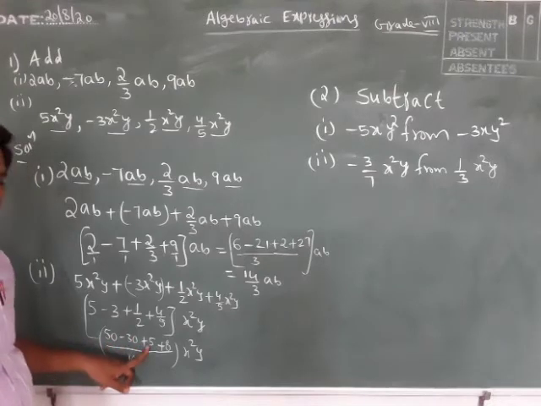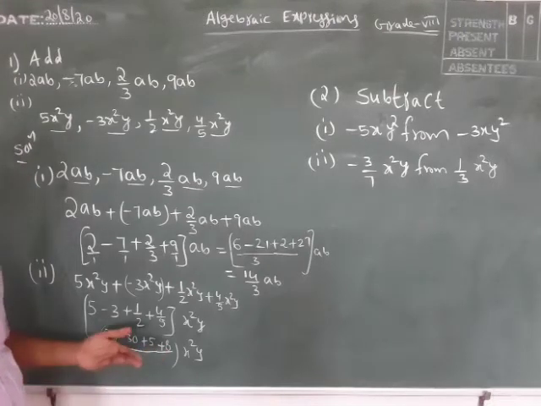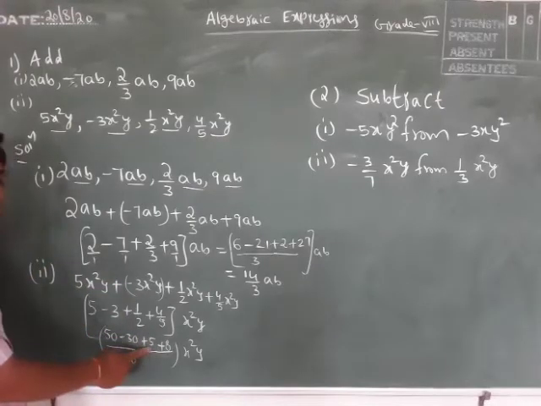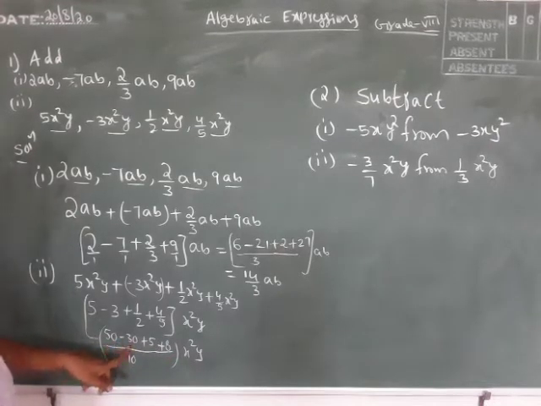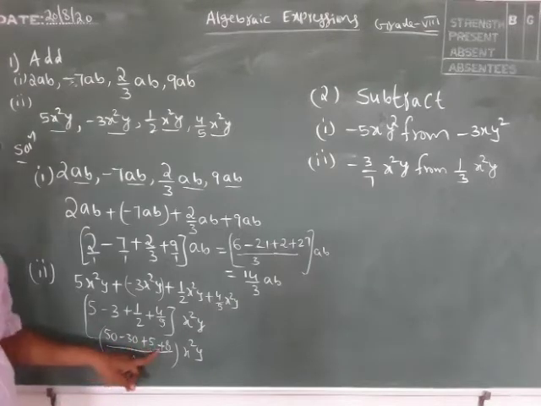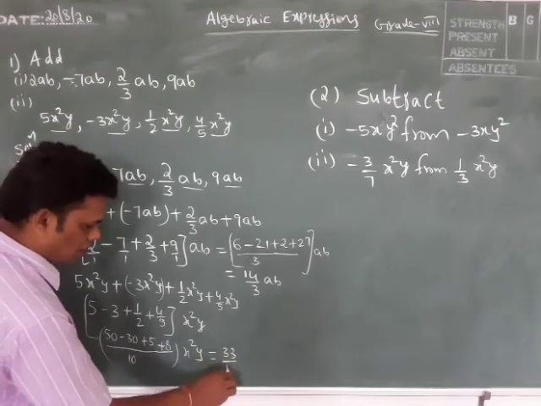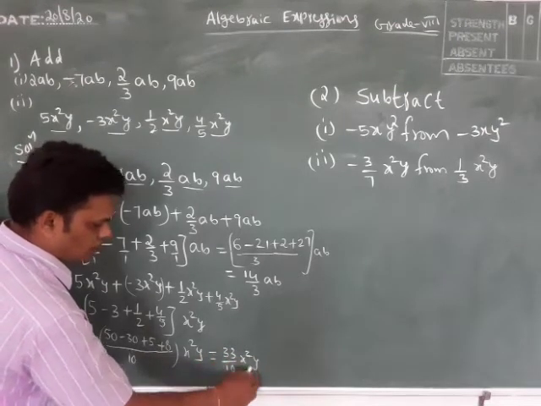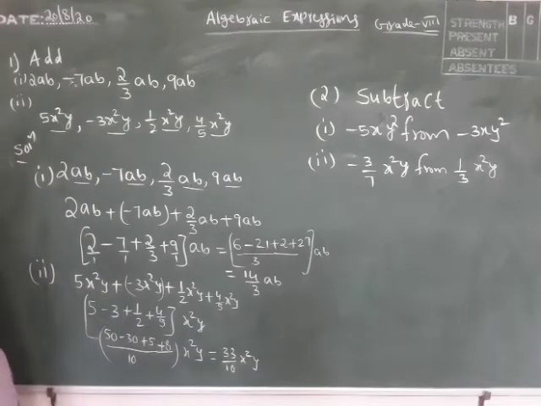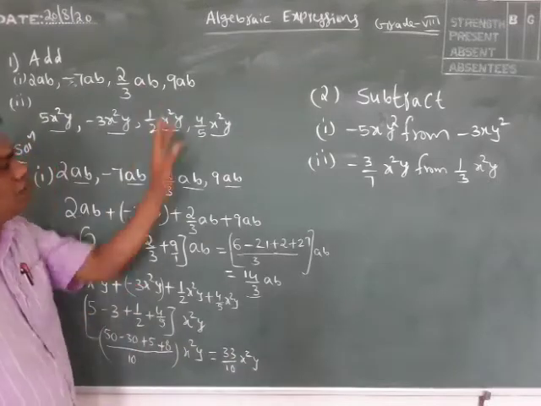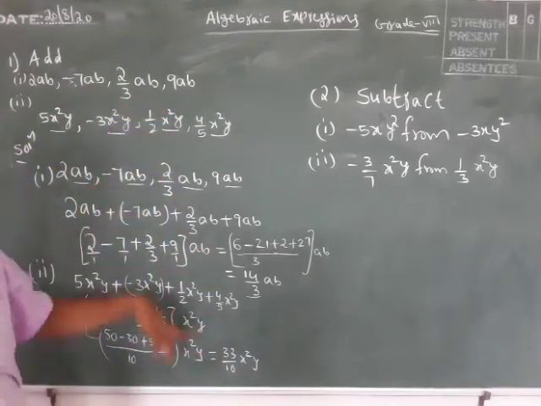Look at it like this: 50 plus 5 is 55, 55 plus 8 is 63, minus 30 means 33. Otherwise you can do like this: 50 minus 30 is 20, 20 plus 5 is 25, plus 8 is 33, means 33 upon 10 x square y. Okay. So first one is 14 upon 3ab, second one is 33 upon 10 x square y.